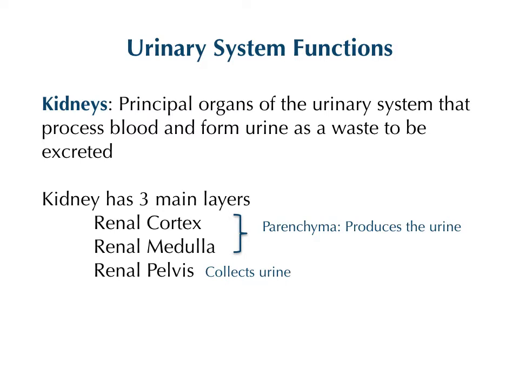The principal organs of the urinary system are the kidneys, which process blood and form urine as a waste product to be excreted. On a gross macroscopic level, the kidney has three main layers: the parenchyma, which includes the renal cortex underlying the surface of the kidney, and the renal medulla in the center. There is also the renal pelvis, which is an area for collecting the urine.